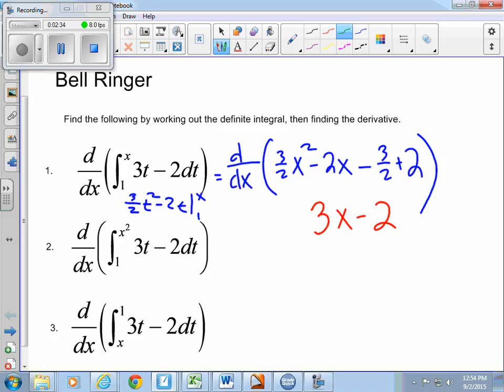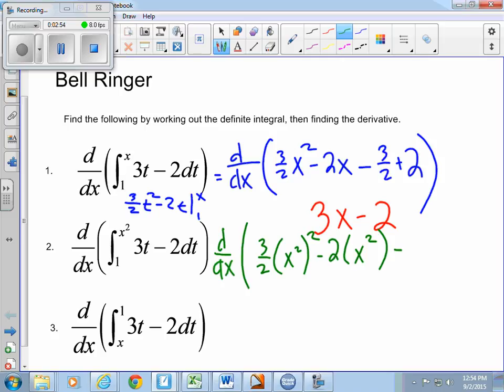Except this time I'm going from 1 to x squared. So I get the derivative of 3 over 2 times x squared, squared, right? Minus 2 times x squared, minus 3 over 2 plus 1. Okay. Then I'm going to take the derivative of that.